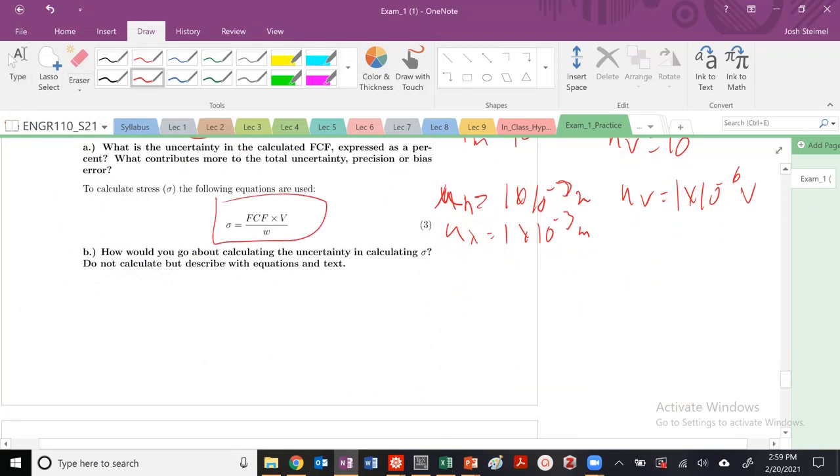So how would you go about calculating the uncertainty in sigma? Really the only thing that changes here is our volts. So our function would be mgx over hv. If we multiply it, that's equal to our FCF multiplied by voltage. So we don't have anything to concern now about voltage. And then we just add this additional width.